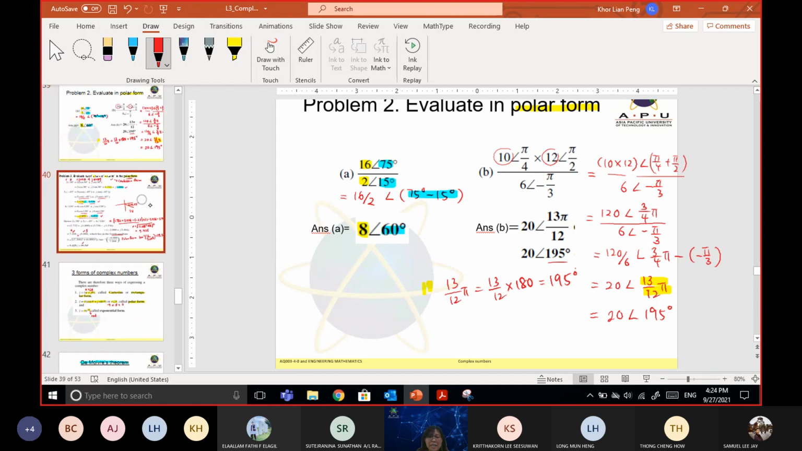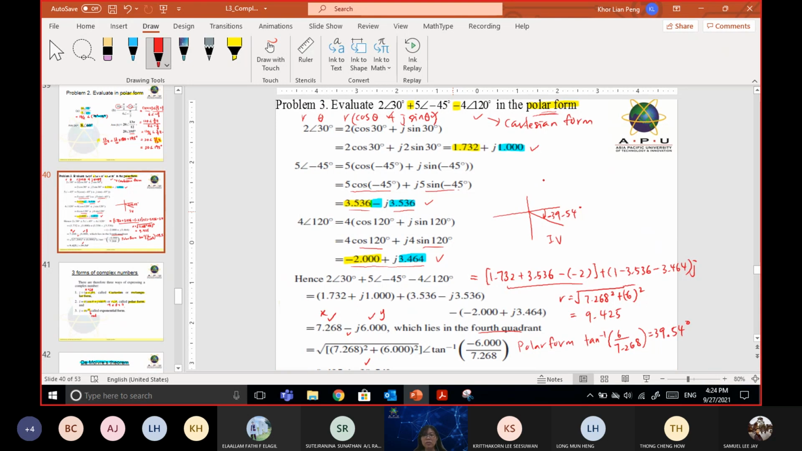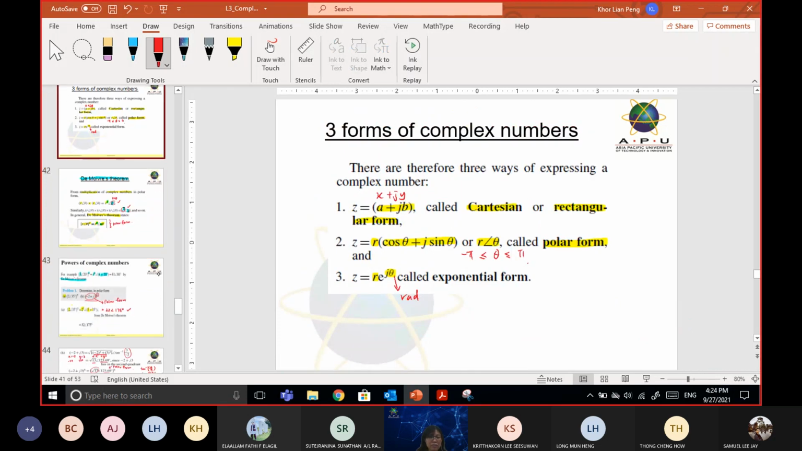But as I said just now, if you need to do addition and subtraction, there are no rules you can use when your complex numbers are in polar form. You need to convert each one of them to the Cartesian form, and then if you want the final answer in polar form, at the end you need to convert it back to polar form. So these are the 3 forms of complex numbers that we have gone through.